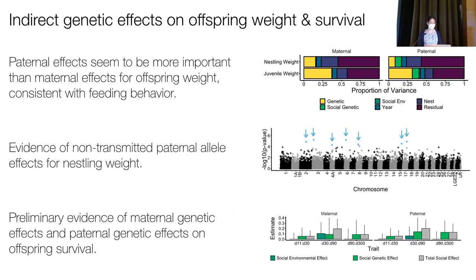Okay, so to quickly summarize, in our system, we took two different approaches to study the impacts of indirect genetic effects on offspring weight and survival. Paternal effects seem to be a lot more important than maternal effects in offspring weight, and if we run GWAS estimates for non-transmitted parental alleles, we actually find evidence for significant non-transmitted paternal alleles on nestling weight. And these results make sense given what we know about feeding behavior in the Florida scrub jays. And we have some preliminary evidence of maternal genetic effects and paternal genetic effects on offspring survival.